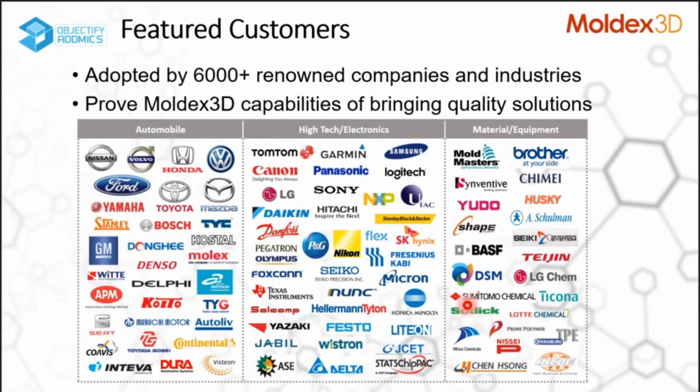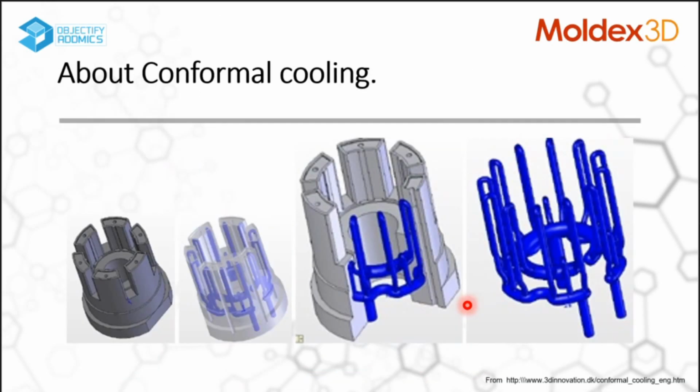That is why Moldex 3D is widely used by more than 6,000 renowned companies across the globe. Automotive OEMs like Ford, Toyota, Honda, Volvo and Nissan are our featured customers. High-tech electronic companies like Samsung, Foxconn, Panasonic, Canon and Sony are already using Moldex 3D. Almost all major hot runner manufacturers like Moldmaster, Yudo, Inventive, Husky use Moldex 3D, and even material manufacturers like BASF, DSM, LG Chemicals are using Moldex 3D widely.